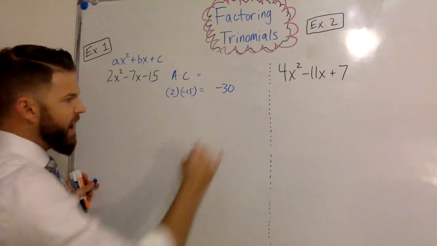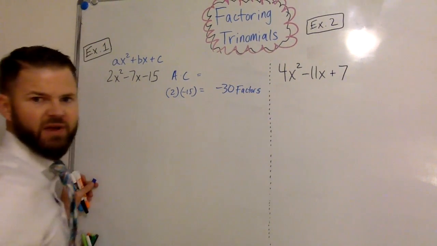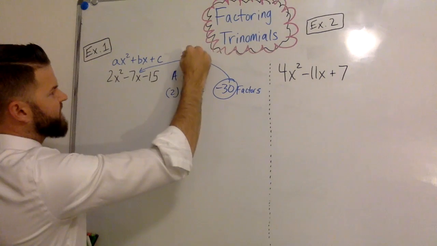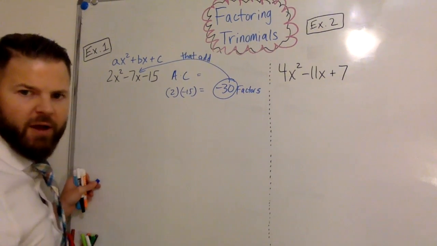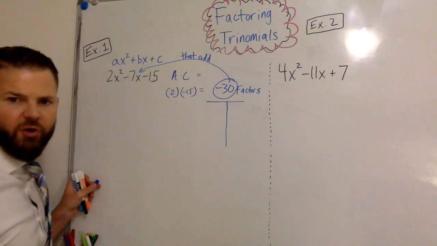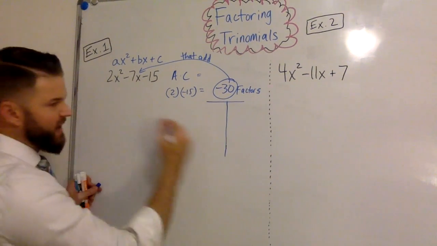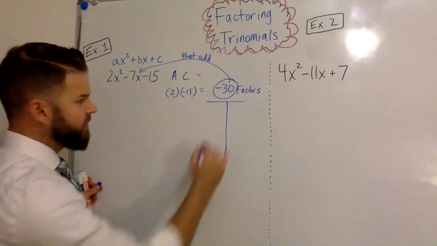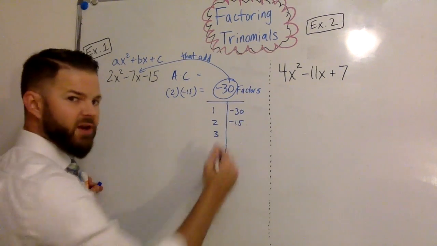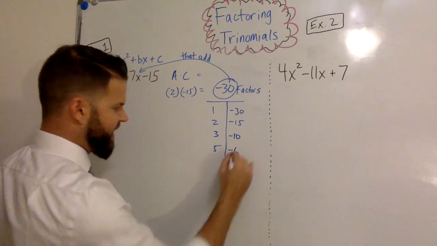Now, I'm looking for factors of a negative 30 that add up to equal negative 7. So I'm going to have to make a little factor tree. So if this is a negative, I'm going to guess that my larger factors here are going to be negative. So I got a 1 and negative 30. I got a 2 and a negative 15. I got a 3 and a negative 10. I got a 5 and a negative 6.